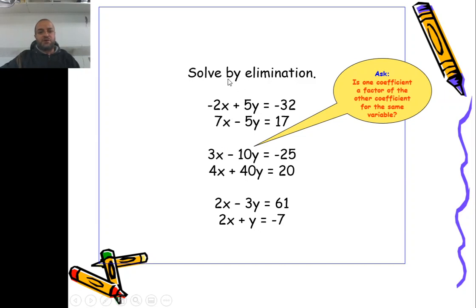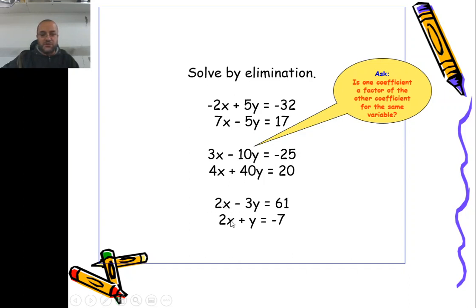This is a homework. Do this as a homework for the next time you have mathematics. Solve by elimination these three systems. First, ask: is one coefficient a factor of the other? As you can see here, we have 10 and 40. So this equation could be multiplied by 4 and we get 12x minus 40y equal minus 100, and then we can add. So the y should be cancelled.